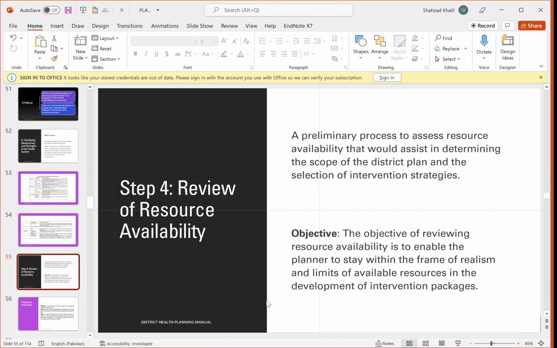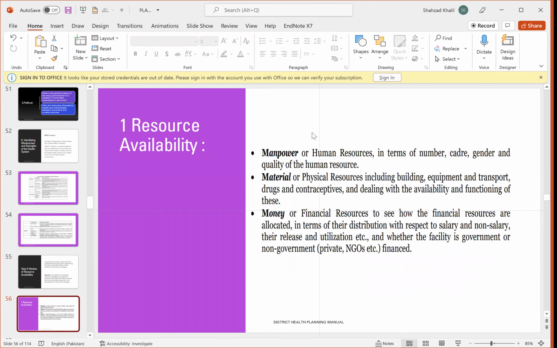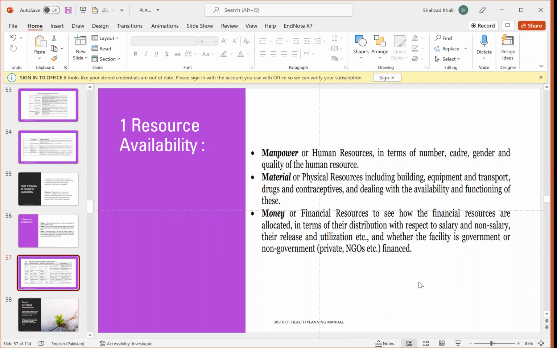Then the review of resource availability, a preliminary process to assess resource availability that will assist in determining the scope of the district plan and the selection of the intervention strategies. The objective of reviewing resource availability is to enable the planner to stay within the frame of realism and limits of available resources in the development of intervention packages. Resource availability includes the manpower in terms of number, cadre, gender, and quality of human resource, then the material, physical resources, including building, equipment, transport, drugs, and contraceptives, and the availability and functioning of these, and the money, or financial resources, to see how the financial resources are allocated in terms of their distribution with respect to salary and non-salary, their release and utilization, and whether the facility is government or non-government financed.